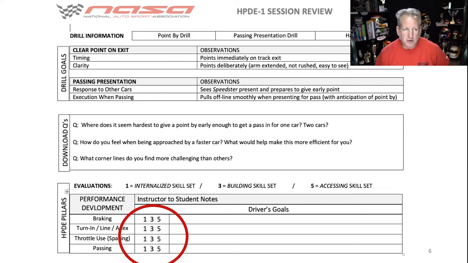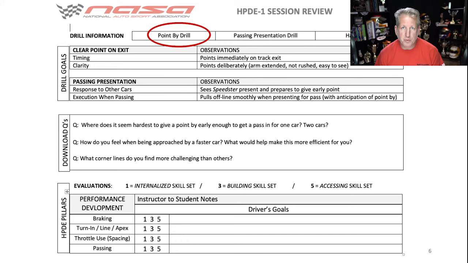So here's how we're going to go about using this. The student gives you this document. You're sitting in the right seat. The very first thing we do, and this is for you, is you want to know what the drill information is. That's why we put it right on the top, the circle, drill information. And this particular second session on Saturday, we're going to do a point by drill.